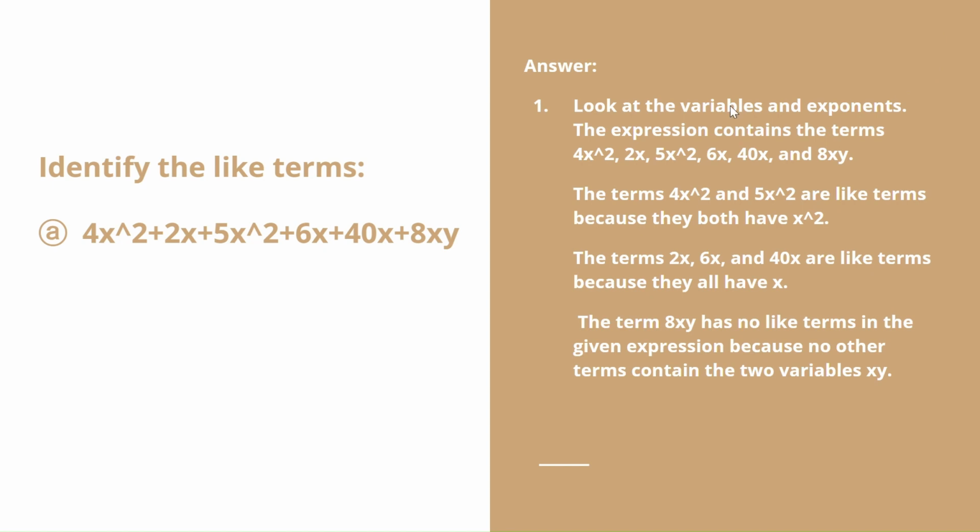The answer is: the terms 4x to the power of 2 and 5x to the power of 2 are like terms because they both have x to the power of 2. The terms 2x, 6x, and 40x are like terms because they all have x. The term xy has no like terms in the given expression because no other terms contain both variables x and y.